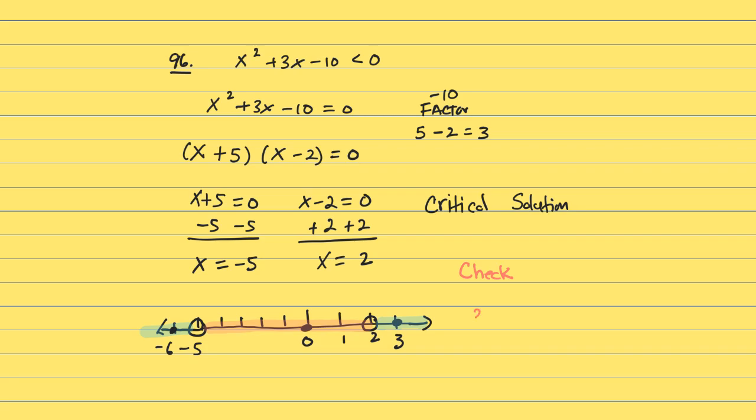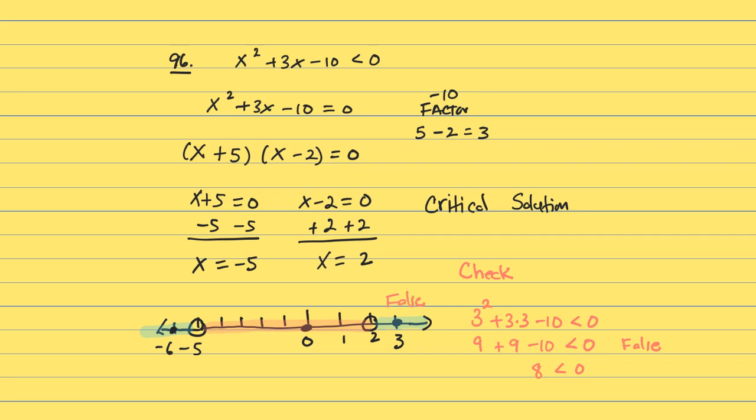So we have 3 squared plus 3 times 3 minus 10, and we're going to check if that's less than 0. So we have 9 plus 9 minus 10 less than 0. So that's 18 minus 10 is 8. Is 8 less than 0? I would say that's false. So automatically this is false.